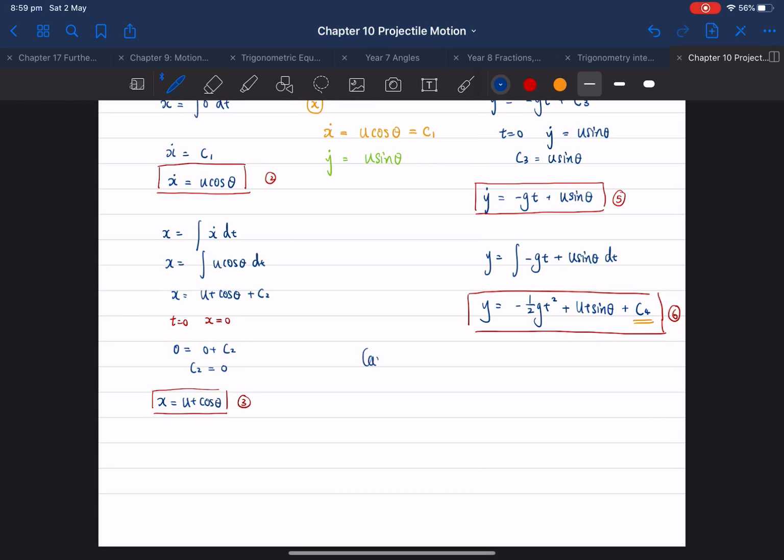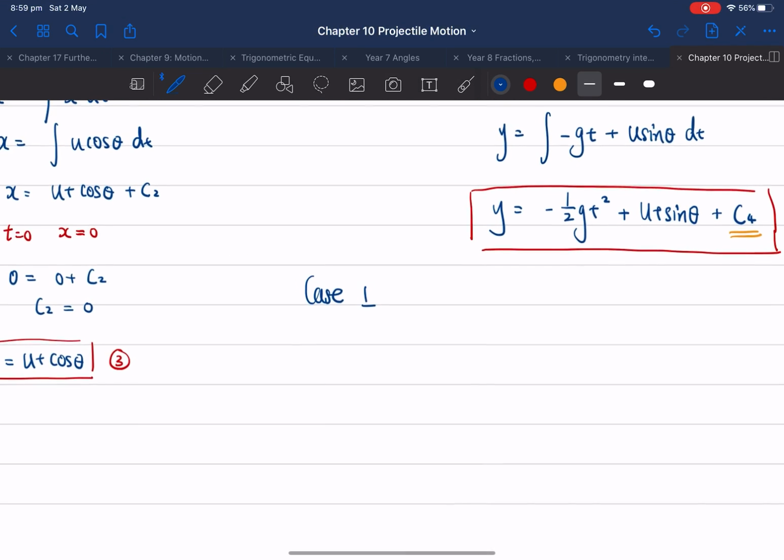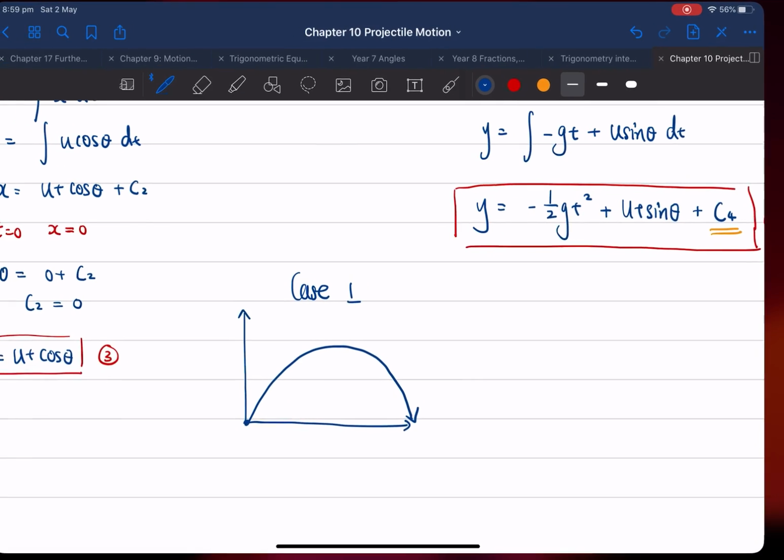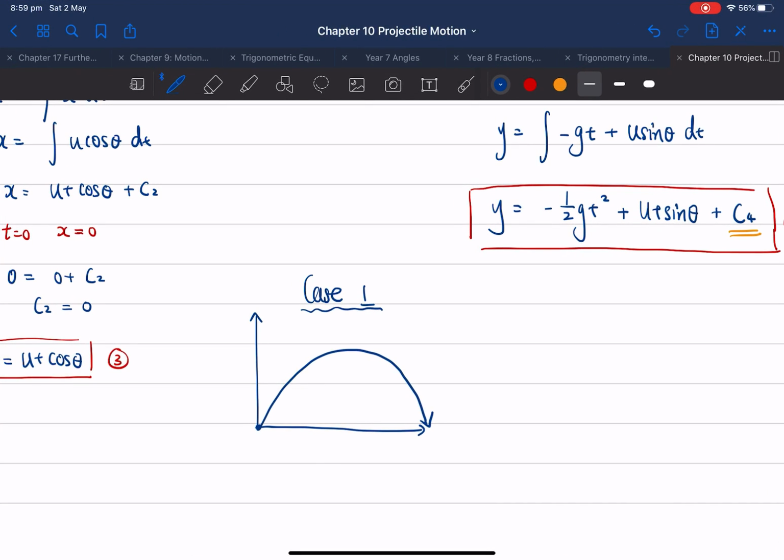If we have a case 1 type of diagram, the starting point of a projection is on the ground, and then the finishing point is also on the ground, right? That's case number 1. So that's pretty easy. In that case, c4 is equal to 0, because there is no change in vertical displacement. y is equal to 0 when t equals 0.